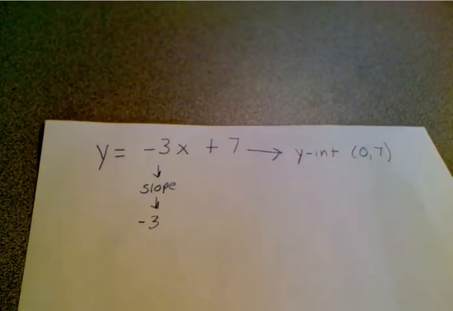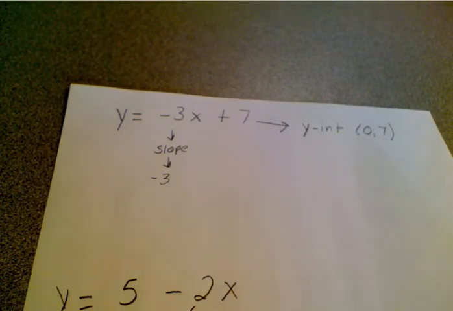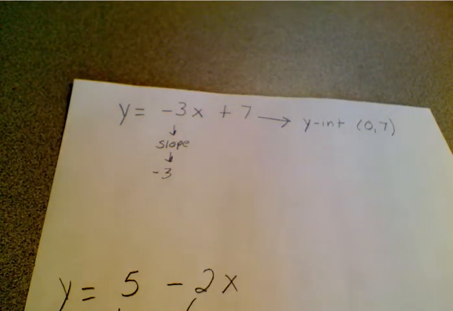Here is the next equation, y equals 5 minus 2x. Would you go ahead and try to write down what you think the slope and the y-intercept are in this equation?